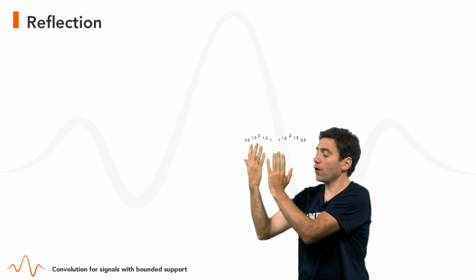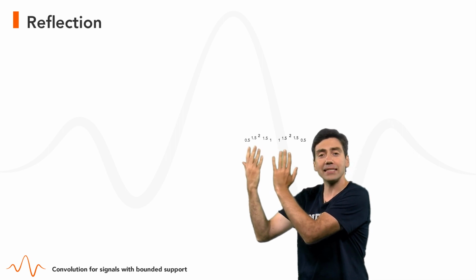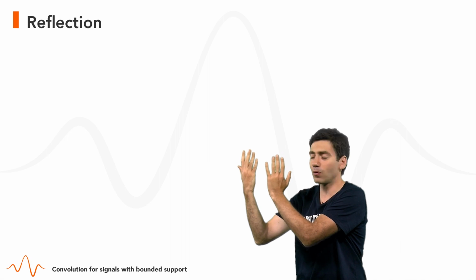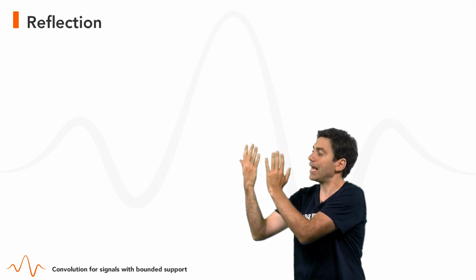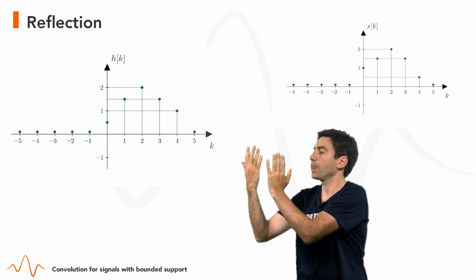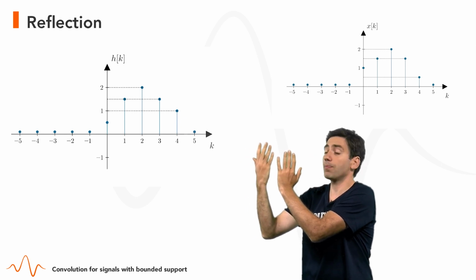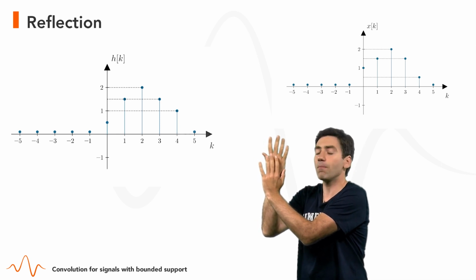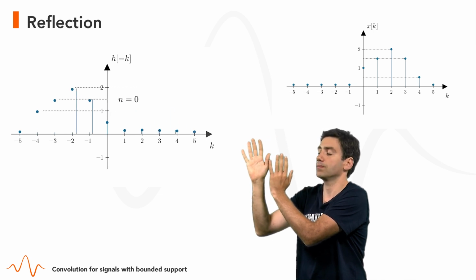So in the formula, we see that x will remain static. So it's a summation from k equals 0 until n of x of k. That will not change. But h depends on n. And we start with n equals 0 in the formula. So we have to consider the product between x, which is static, and h of minus k. What is h of minus k? It is a reflection about the signal axis.